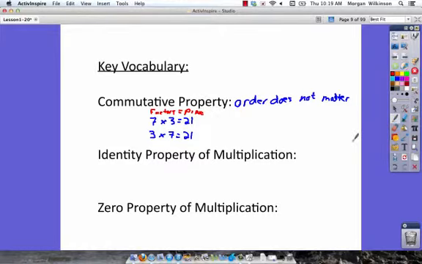P-R-O-D, whoops, that didn't come out very well, so let's back up a little bit. We'll erase.